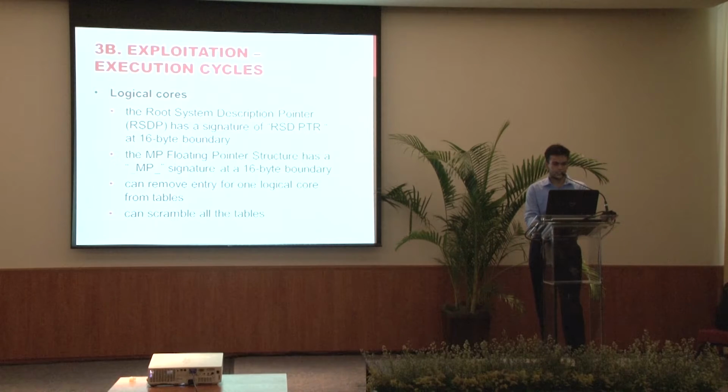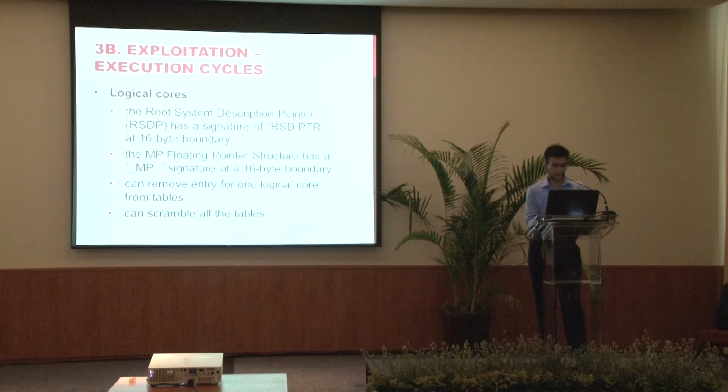The ACPI root table is called the root system description pointer, or the RSDP. It has a signature of "RSD PTR ", lying at a 16-byte boundary. The MP table, called the MP floating pointer structure, has an underscore MP underscore signature, again at a 16-byte boundary. Both of these lie in the EBDA. The MP table also can lie in the upper 1 kilobyte of base memory, but that rarely happens.